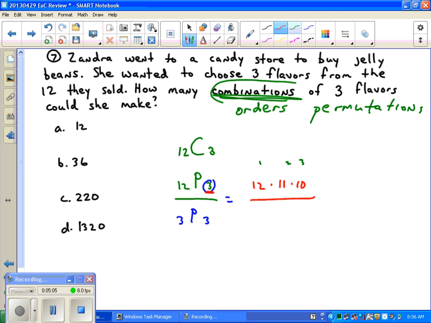The bottom one, just like we started with the number 12, it told us to start with 12. We're going to start with 3. So 3 times the next smaller number 2 times the next smaller number 1. Again, you're going to go 3 numbers: 1, 2, 3. So when you multiply these out, 12 times 11 times 10, and divide it by 3 times 2 times 1, which is 6, you're going to get 220. So there are 220 combinations to choose from.